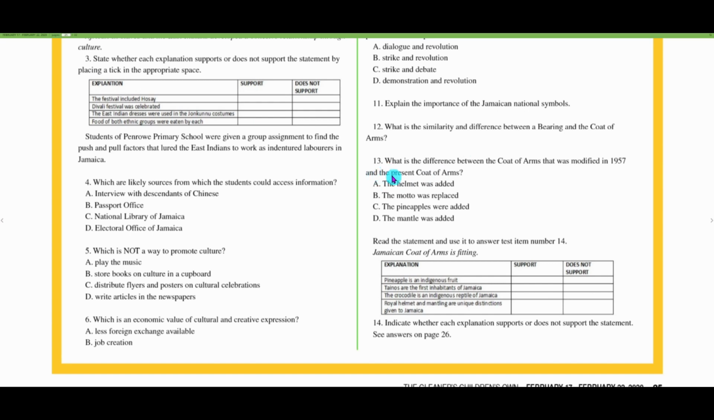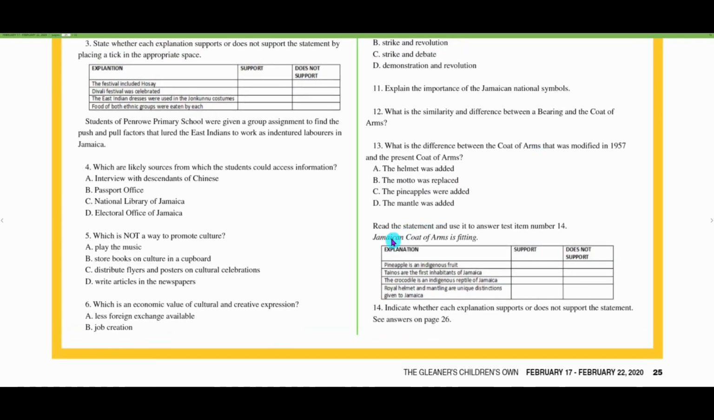Let's go with 13. What is the difference between the coat of arms that was modified in 1957 and the present coat of arms? It says here the helmet was added, the motto was replaced, the pineapples were added, the mantle was added. And at that time, the motto would have been replaced. All right. Let's go with this.